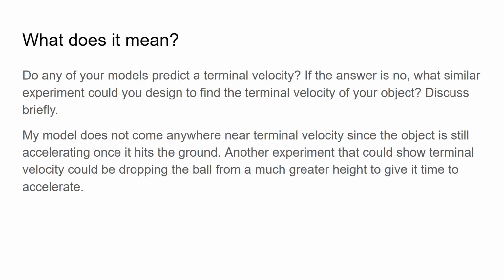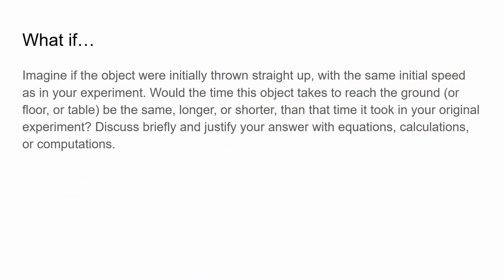What does it mean? Do any of your models predict a terminal velocity? If the answer is no, what similar experiment could you design to find the terminal velocity of your object? Discuss briefly. My model does not come anywhere near terminal velocity since the object is still accelerating on the way once it hits the ground. Another experiment that could show terminal velocity could be dropping the ball from a much greater height to give it time to accelerate.